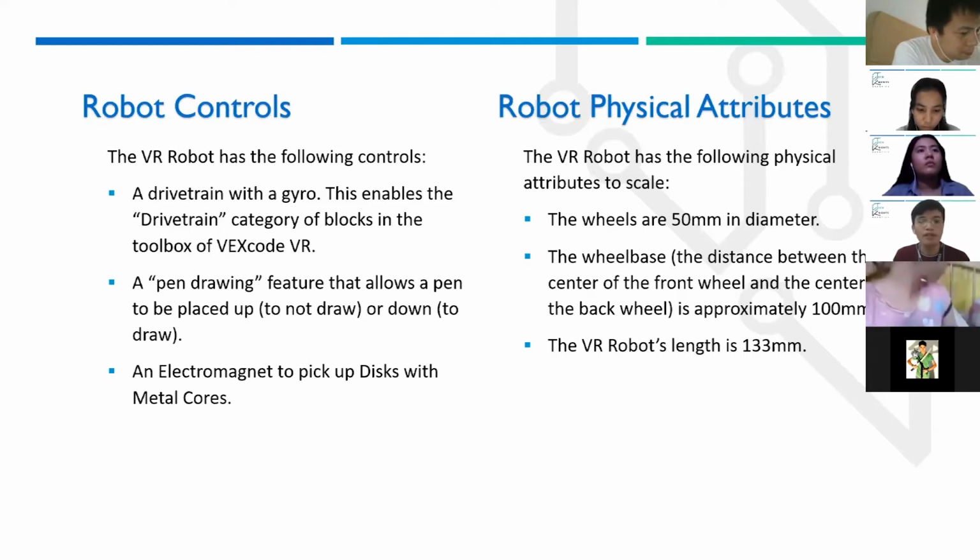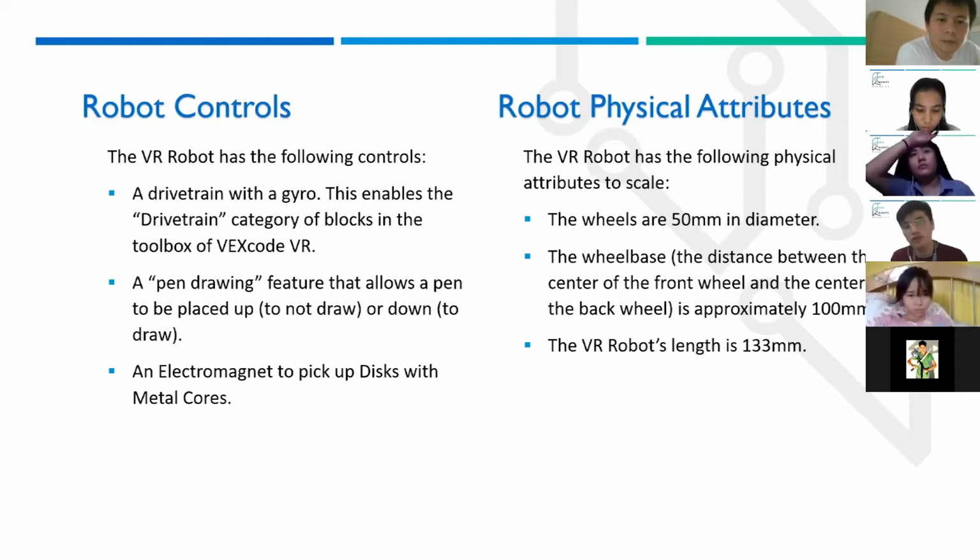Also, pen drawing. I'm going to show you each of the blocks and how you will be able to use them. The pen drawing feature allows the pen to be placed up to not draw or down to draw, which I mentioned a while ago. And an electromagnet to pick up the disc with metal cores.